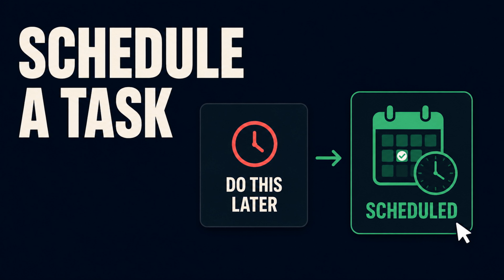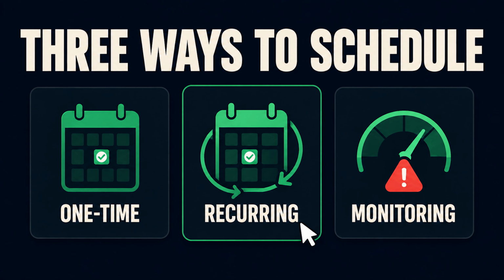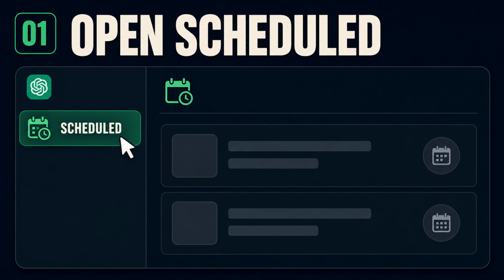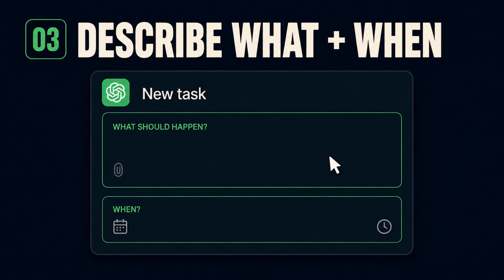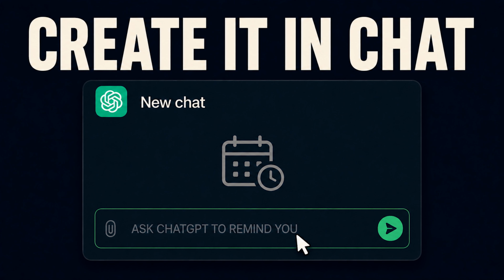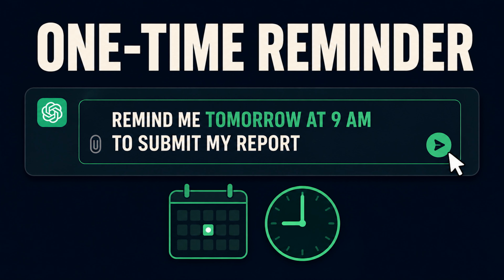ChatGPT scheduled tasks can handle one-time reminders, recurring work, and change monitoring. To create one, open the scheduled page from the ChatGPT sidebar, then choose a new task and describe what should happen and when. You can also create a task directly in chat by asking something like, "Remind me tomorrow at 9 a.m. to submit my report."